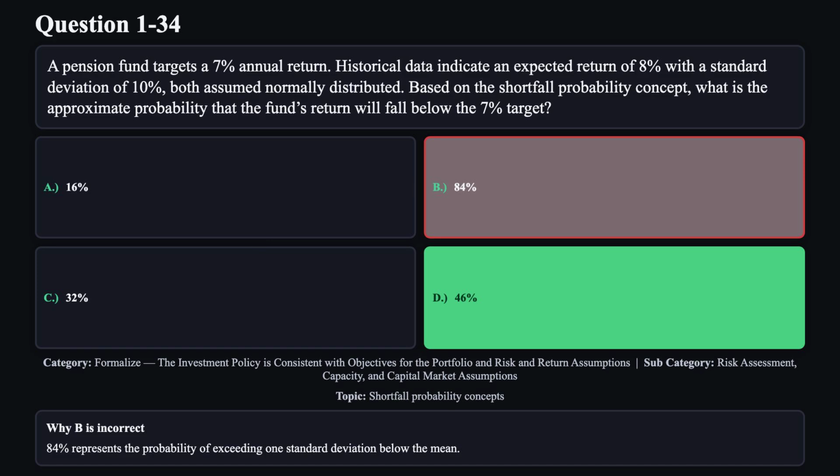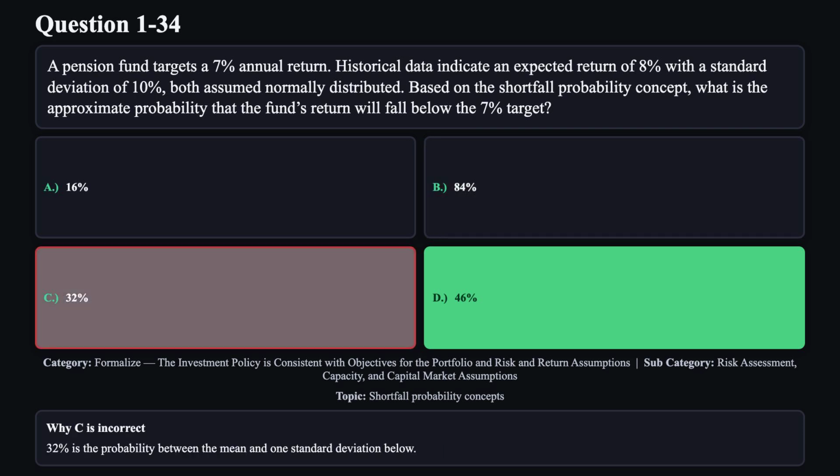Reason B is not correct. 84% represents the probability of exceeding 1 standard deviation below the mean. Reason C is not correct. 32% is the probability between the mean and 1 standard deviation below.